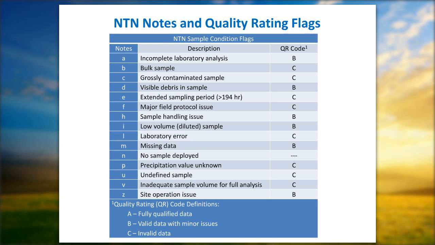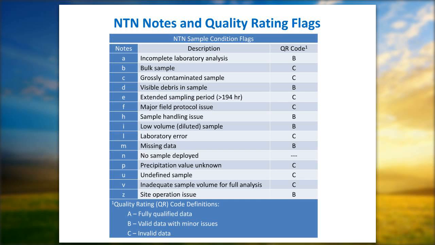U is an undefined sample. It goes with the bulk sample above. So bulk indicates that the bucket was open for the entire sampling period. U indicates that it was simply more than roughly 6 hours for the week, collecting excess dry deposition.